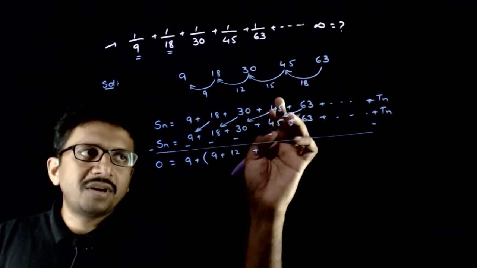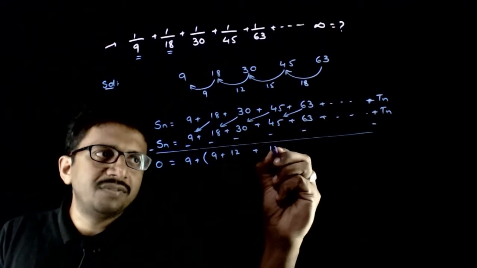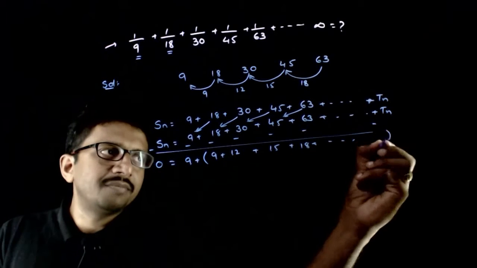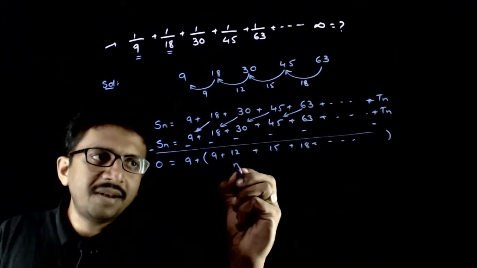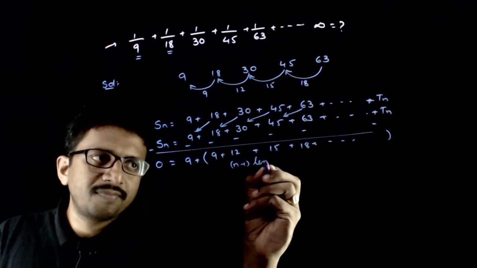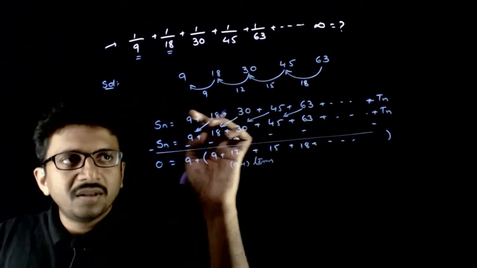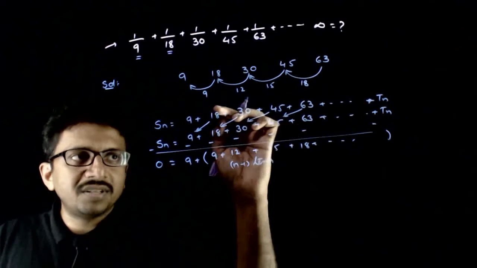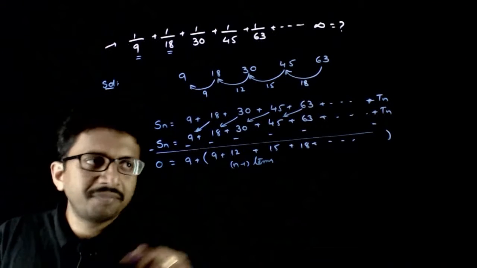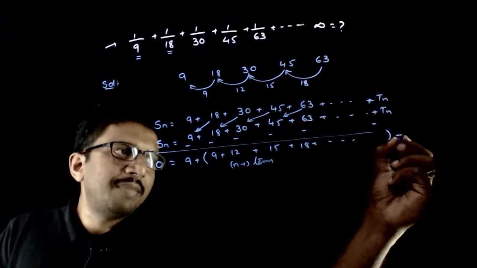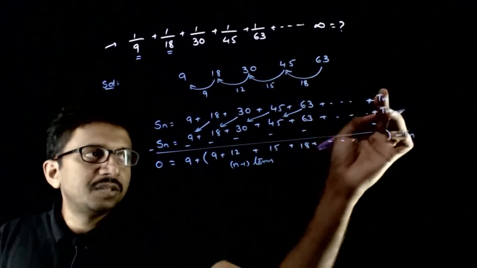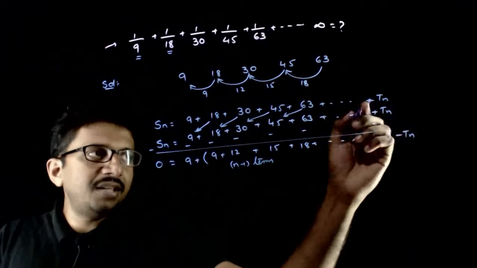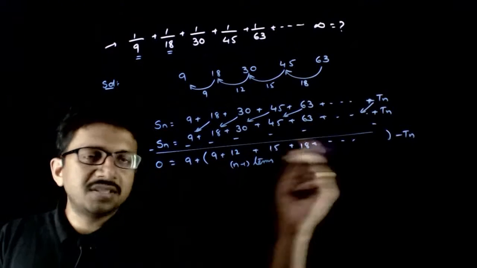So 9 will be remaining, plus 18 minus 9 is 9, plus 30 minus 18 is 12, plus 45 minus 30 is 15, plus 63 minus 45 is 18, plus so on. You have n minus 1 terms, because you have a term below every term of this sequence except under 9, and finally you have minus Tn. So Tn minus 1 comes in this sequence, and finally you have Tn which is left out.